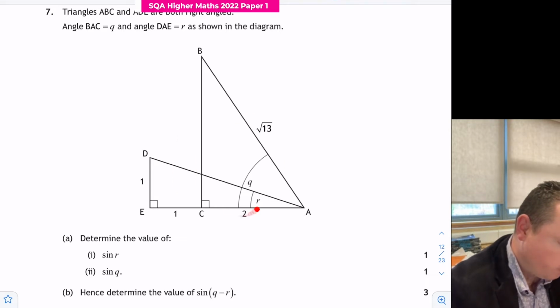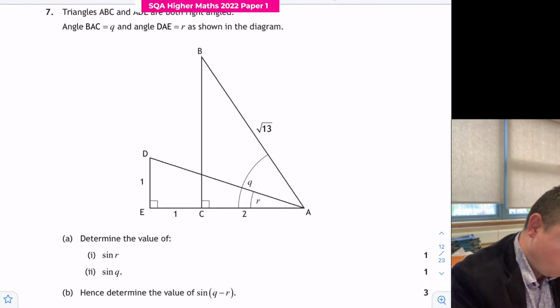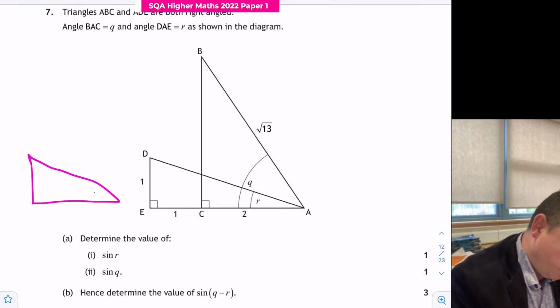So we can pull some information out of this diagram by drawing some triangles. Let me draw the small one first. If I do a little sketch, we've got R here. This whole length here is 3, and the whole length on the top is 1. So by Pythagoras, 3 squared plus 1 squared equals 10, so the hypotenuse must be the square root of 10.